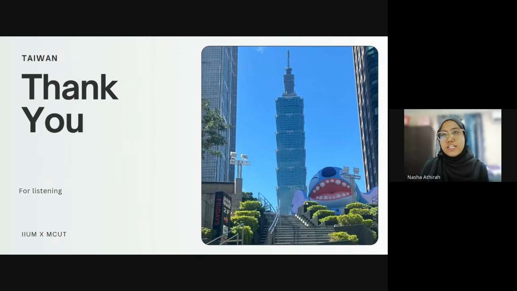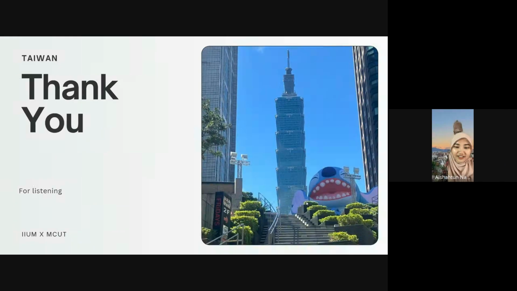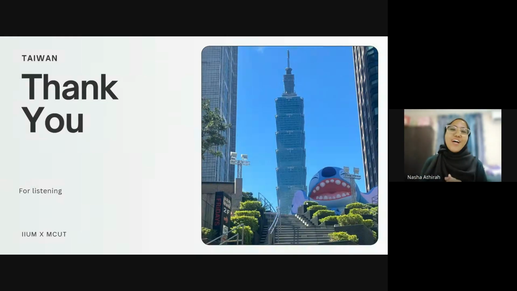Okay, if you get the opportunity to go for an internship in Taiwan or any other place, I think you just need to try and go for it. Even if you don't feel brave enough to live outside your country, you need to go outside your comfort zone. Yeah, you need to go out and you need to see the world. Yeah, that's for me. Aishatun, do you want to say something?